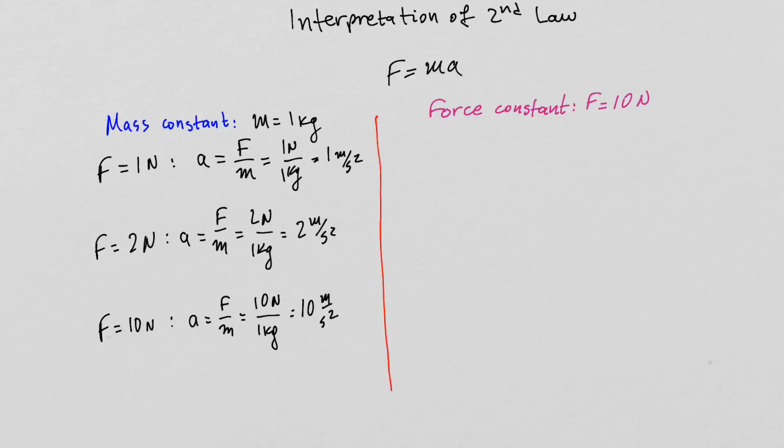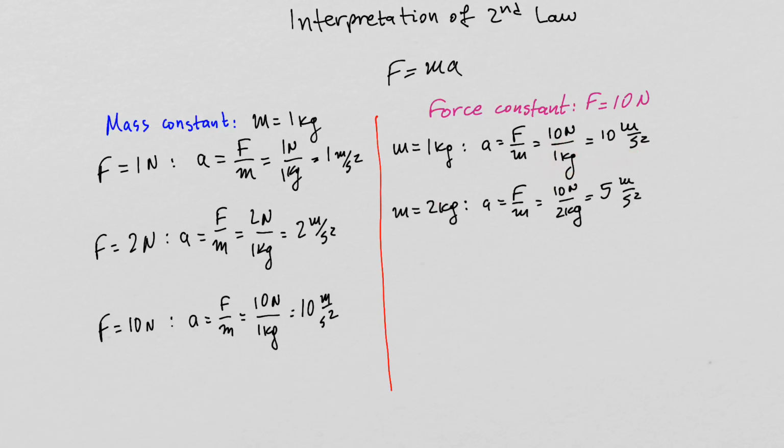Now let's see what happens when the force is kept constant. Let's have a force of 10 newtons applied to an object, but the mass now will be changing. So when the mass is equal to 1 kilogram, then the acceleration will be 10 newtons divided by 1 kilogram, which is 10 meters per second squared. When the mass is 2 kilograms, then the acceleration becomes 5 meters per second squared. When the mass is 5 kilograms, the acceleration is 2 meters per second squared. And so we can see here that as the mass increases, the acceleration decreases.